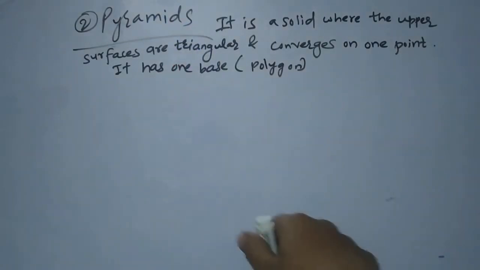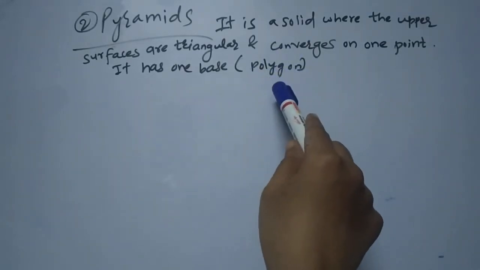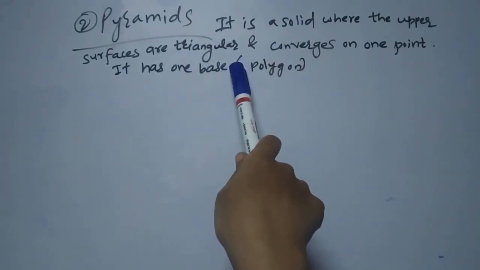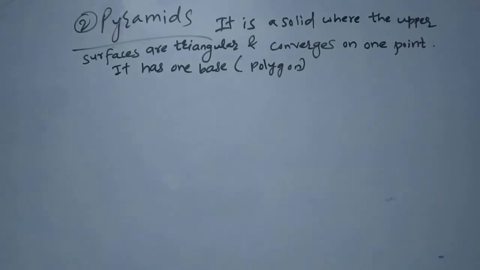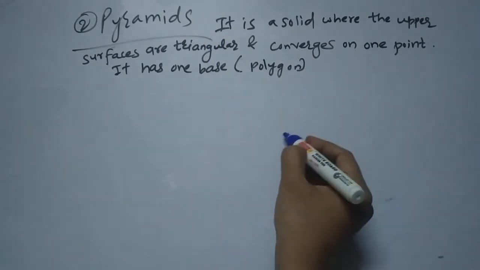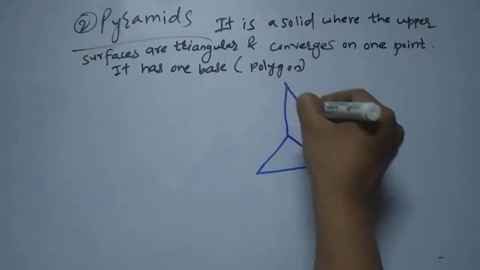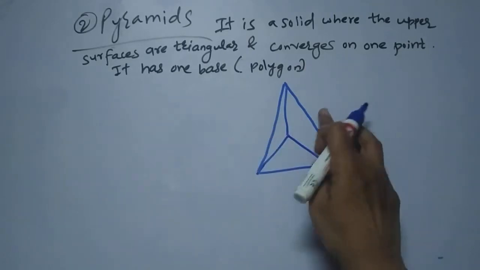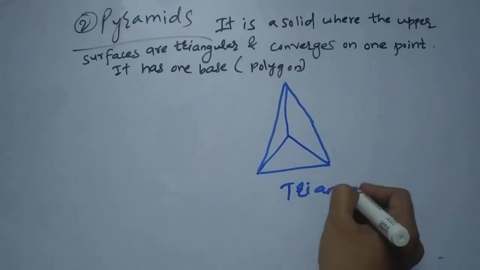Pyramids. So after prisms, if we move to the pyramids, it is also a solid 3-dimensional shape, but the difference is what? Here all the upper faces are triangular in shape, and there is only one base. But in the prism we have 2 congruent bases, and here only one. For example, suppose I have one triangle base, and the remaining faces are also triangles. So this is a triangular pyramid.